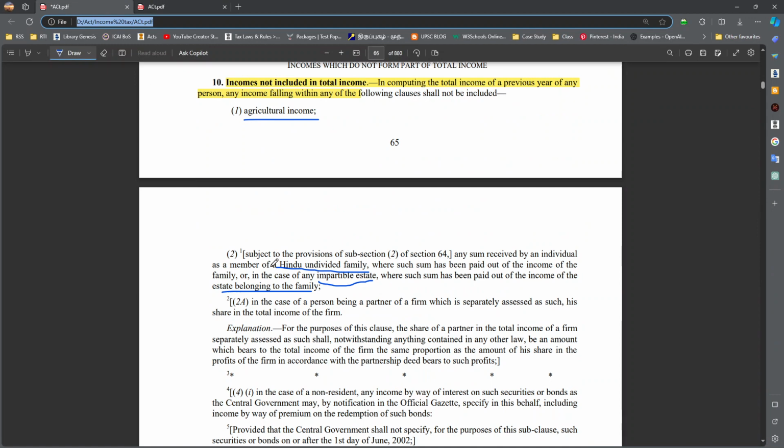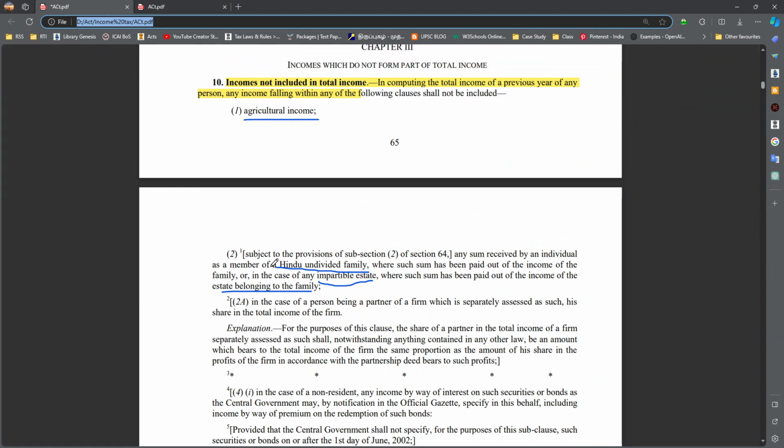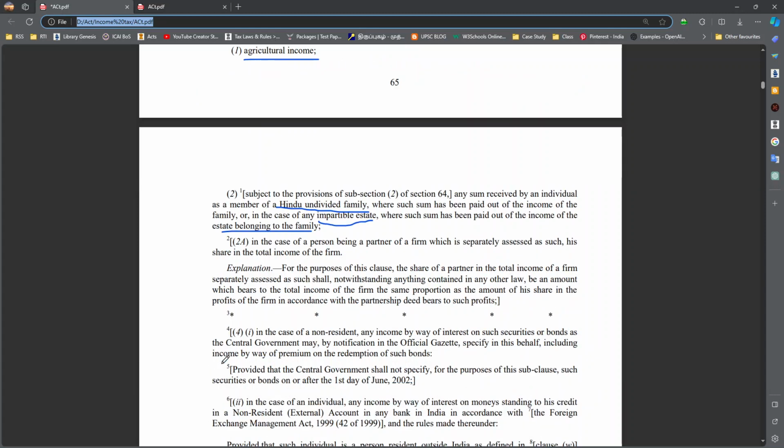So in that case, any money received by the individual from the family, which is paid out of the family income and taxed in the HUF. When the money received from the HUF goes to the individual, such income is not taxable, because it has already been taxed in the hands of the HUF.